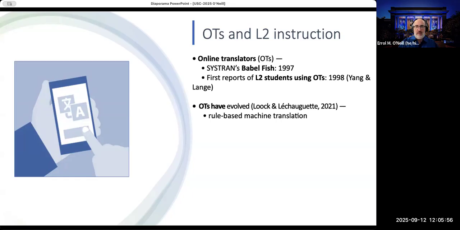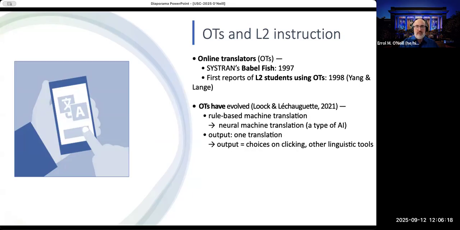Online translators have evolved from being rule-based, being programmed into what the translation should be for given input, to now neural machine translation, where it has corpora of billions of tokens, and it uses that to predict what the correct translation will be. The output is generally one translation, but nowadays you can get a number of other choices as well if you click on the translation, for example. There are other tools that are available that I'll show some more of in a minute.